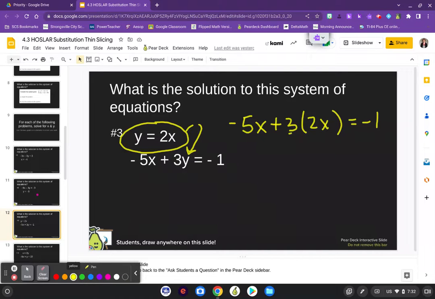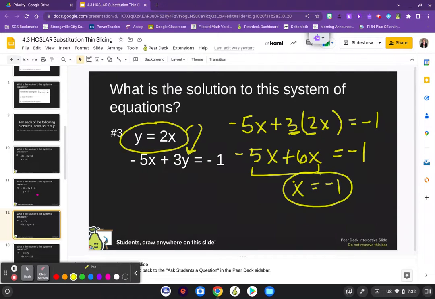It's just that instead of 3 times 2 as the number, I have 3 times 2x, which is really 6x. Rewrite everything else. I can combine these like terms. -5 plus 6 is 1x. And I'm actually done now. x equals -1. But the thing is, I don't actually know what y is yet.